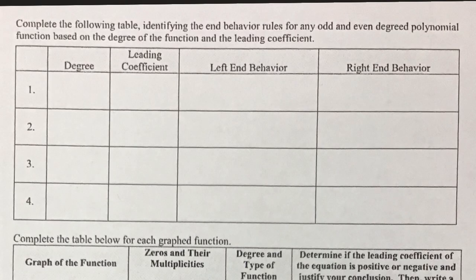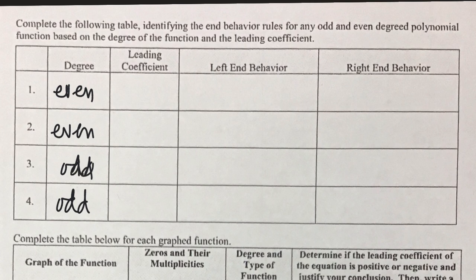So here's the table from your notes. We have degrees. The degree is either even or odd. So we either have an even polynomial or an odd polynomial, and then it's either positive or negative. So we have even positives and odd negatives, even negatives and odd positives. All of these behave the same.